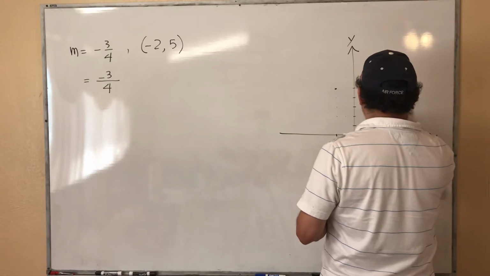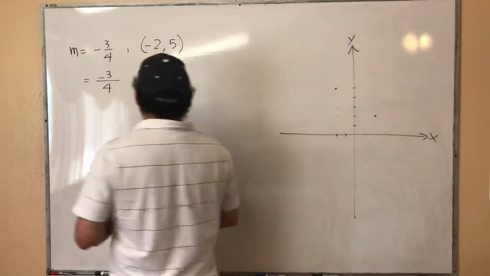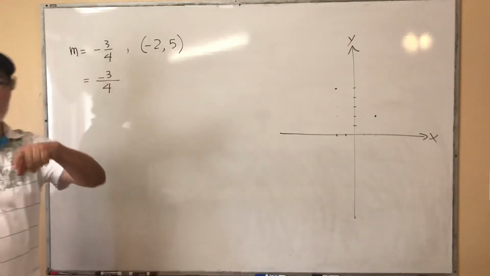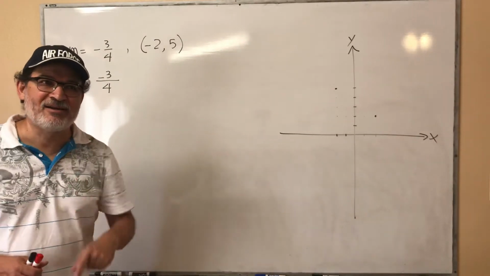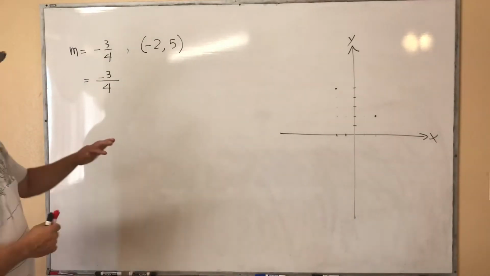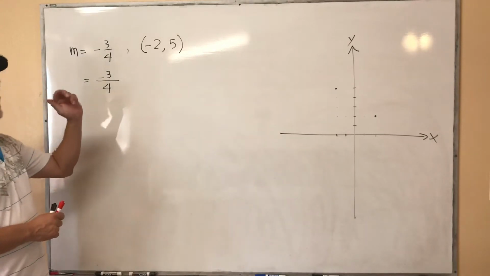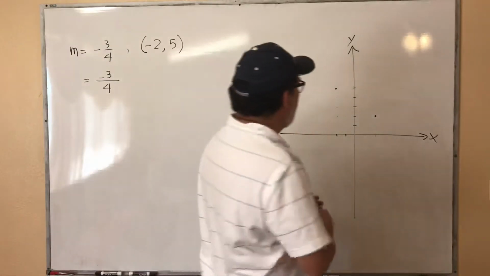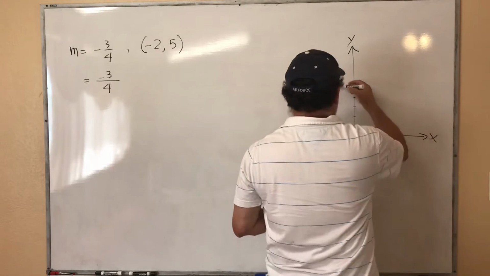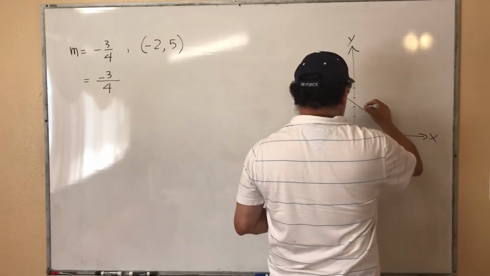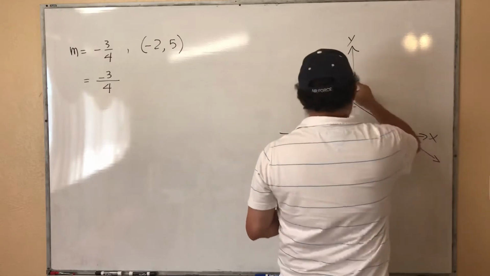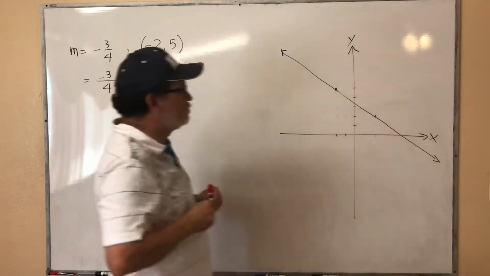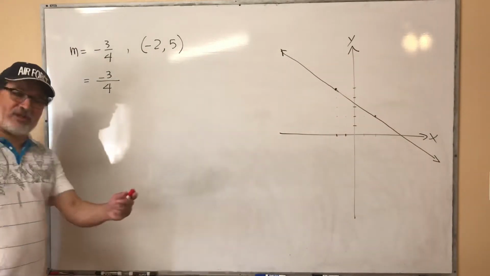And here's another point. That's another point of the line of the equation that wants you to find the equation of the line. And so now you connect these 2 points. And there you go. Now, the question is, what is its equation?